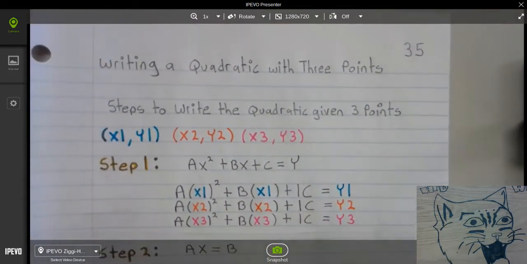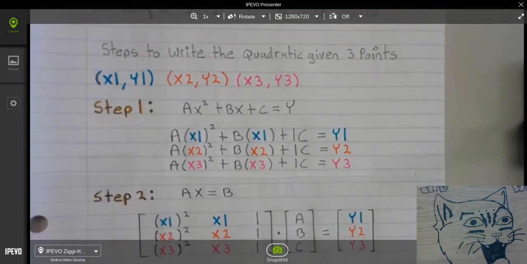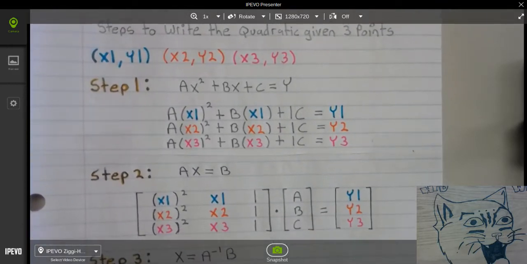These are the steps to write a quadratic given 3 points. I recommend at this time getting 3 colors. I'm using blue, orange, and pink, but you could use other colors that you want. All right, so step 1. What we need to use is the formula ax squared plus bx plus c, which we know is quadratic.